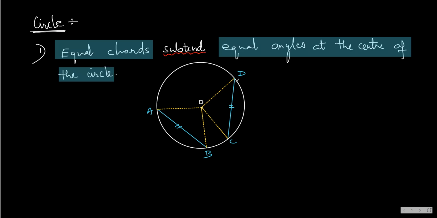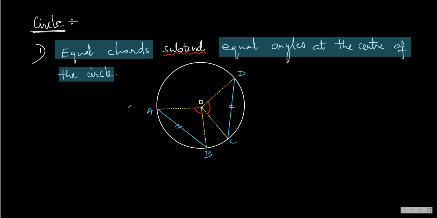AB and CD, these are two equal chords. AB is equal to CD. Now, what angle is AB subtending at the center? You can check. Join the extremes of the chord, that is, join the point A with O and join the point B with O. Look at the angle which you get at the center. This angle AOB is the angle subtended by chord AB at the center. And here this angle COD is the angle subtended by chord CD at the center.